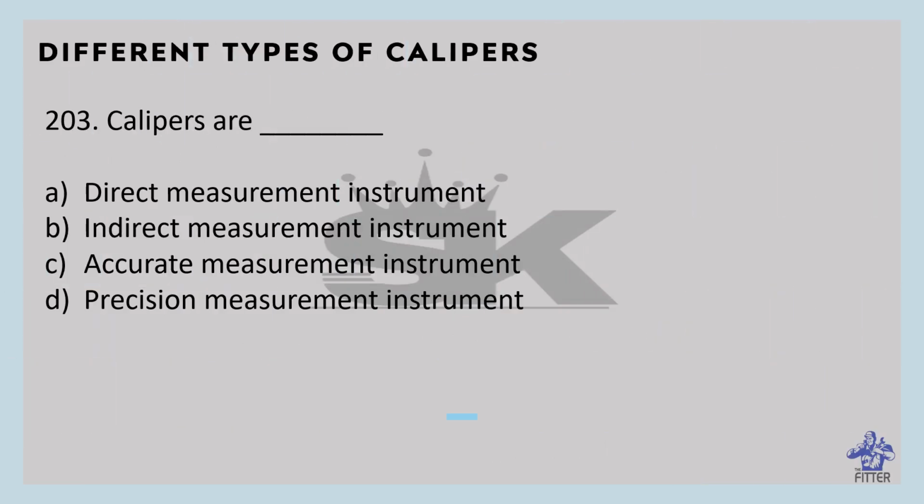Calipers are indirect measurement instruments. The job is measured by the main tools in indirect measurements, such as calipers, gauges, dividers. And steel rules, micrometers, vernier calipers, bevel protractors are direct measuring tools.